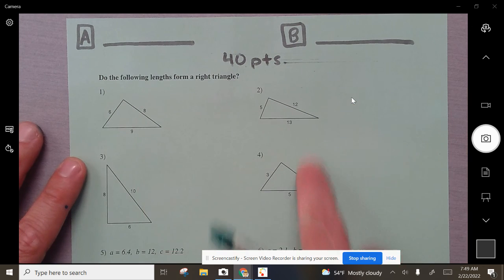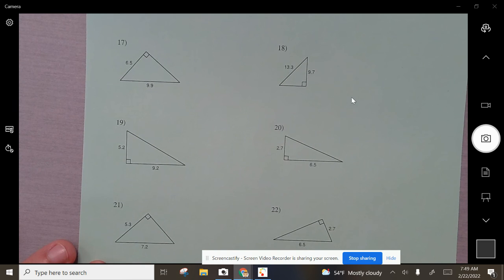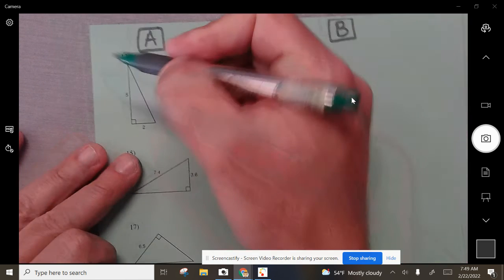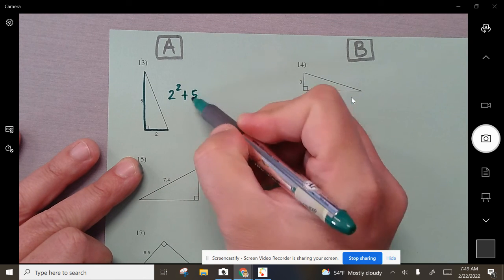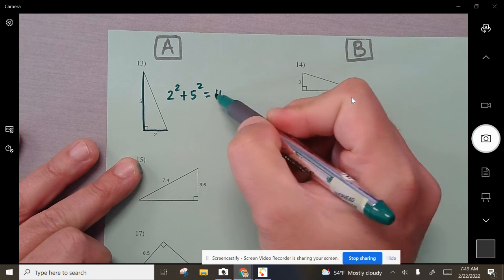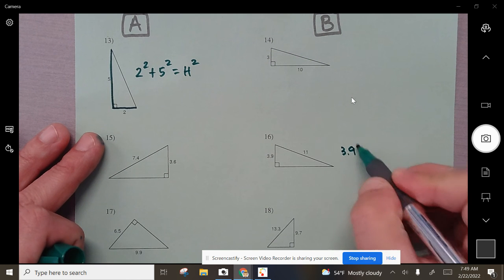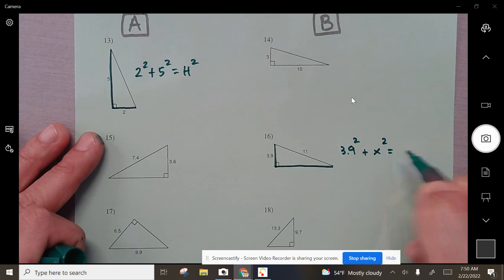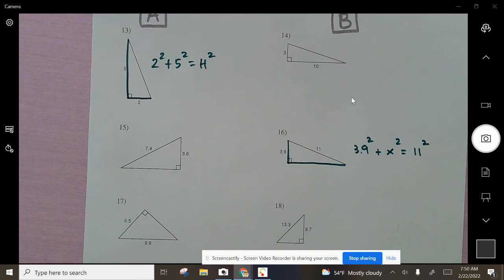The first 6 is what we've done today, and then the rest of the sheet is stuff we've already done. It's review, okay? It's from last week. Don't forget, where are your legs? Where's your hypo? Talk to your partner if you need help. Remember, your legs are here. They form the L, okay? So this would be 2 squared plus 5 squared equals h squared, hypo squared. But number 16 is a little different, right? It would be 3.9 squared, but the other part of the L is missing, plus, we'll just say x squared equals 11 squared. Do the best you can on both sides of this, and I'll have something for you as an exit ticket. Great job, guys.